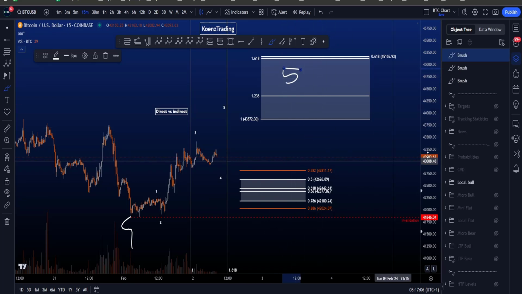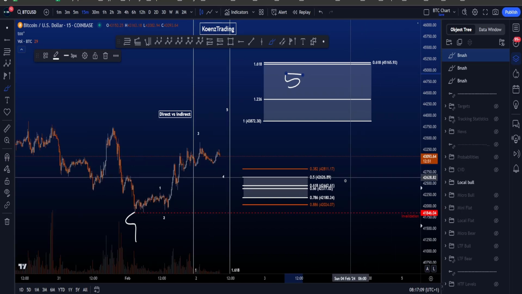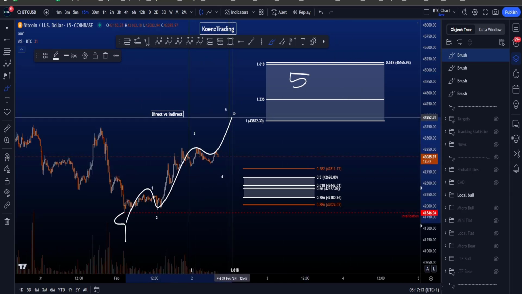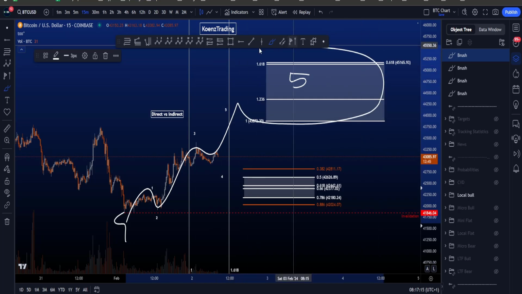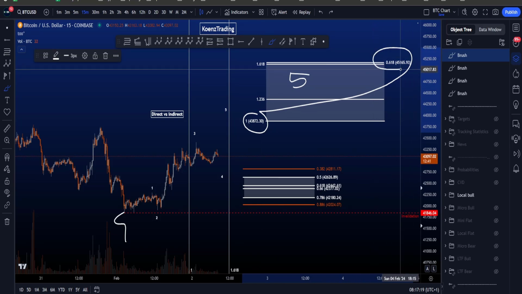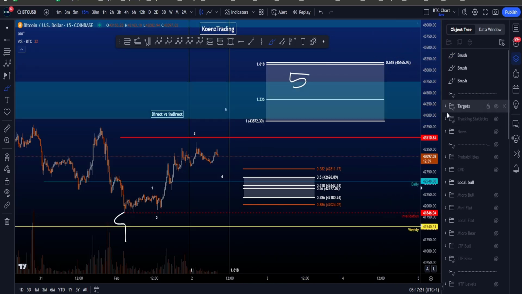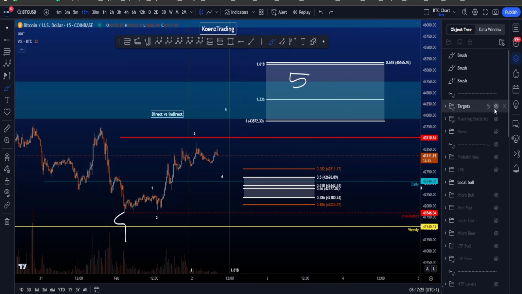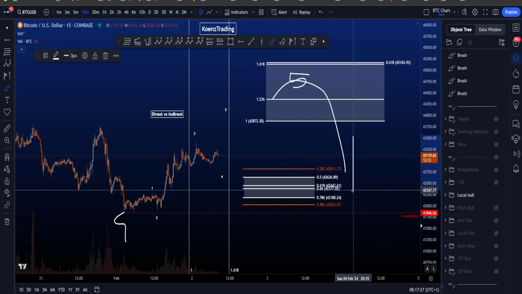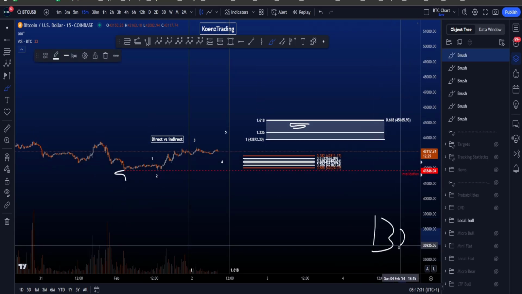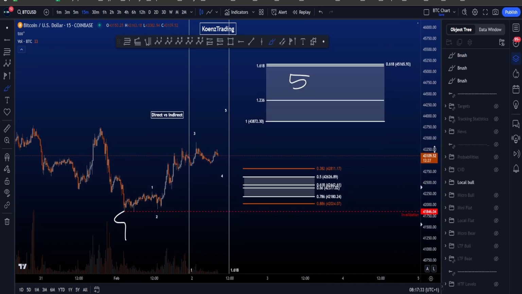So we are looking for an impulsive structure. Preferably, this impulsive structure is a direct structure, 1, 2, 3, 4, 5, ending inside this target area, which is between 43.8k and 45.1k, which is in very nice confluence with the target box that I mentioned earlier. So that's very nice, after which we then expect a deeper retracement to the downside in a bigger wave B or wave 2 lower prices.